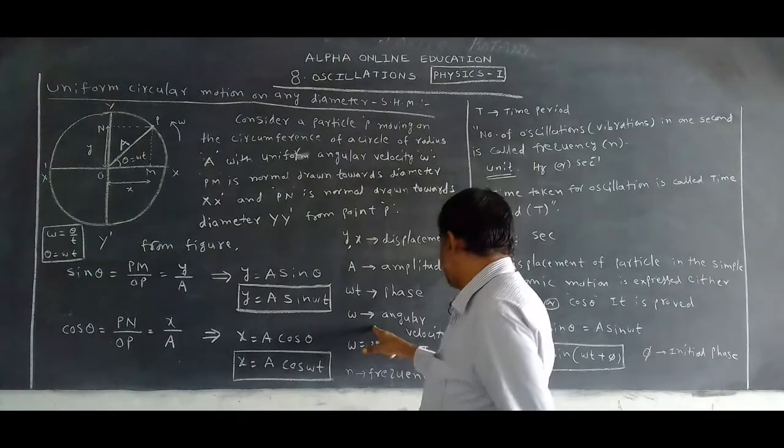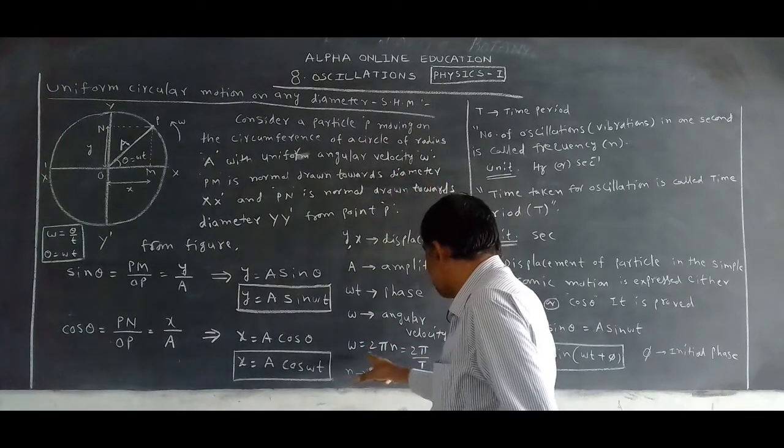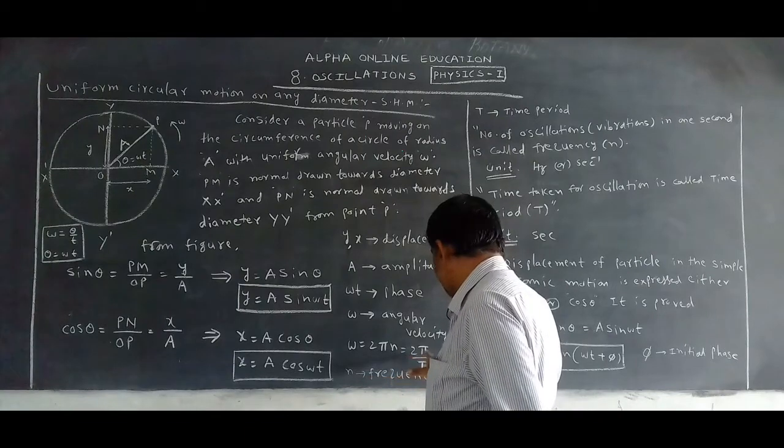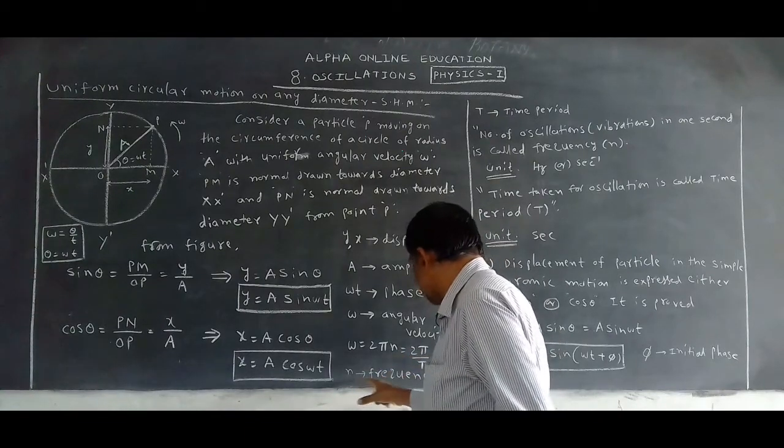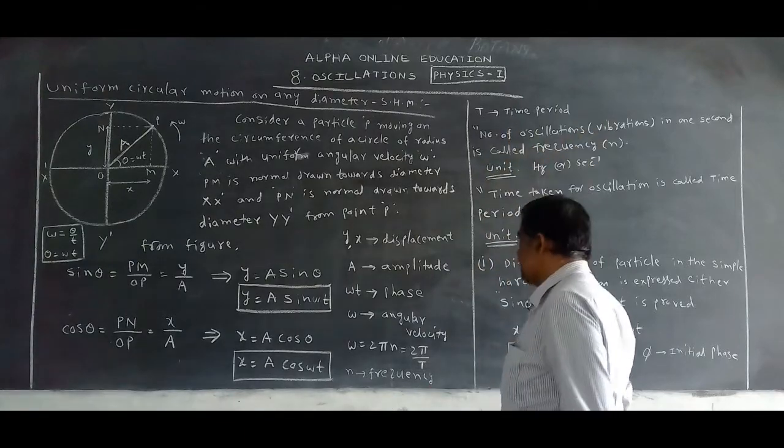What is omega? Angular velocity. What is omega? 2 pi n or 2 pi by T. What is n? N is called frequency. What is T? Time period.